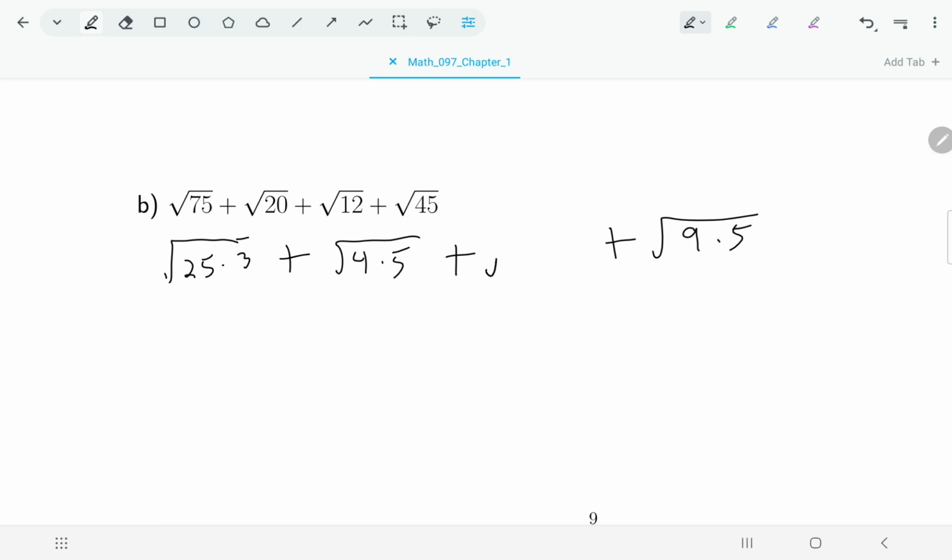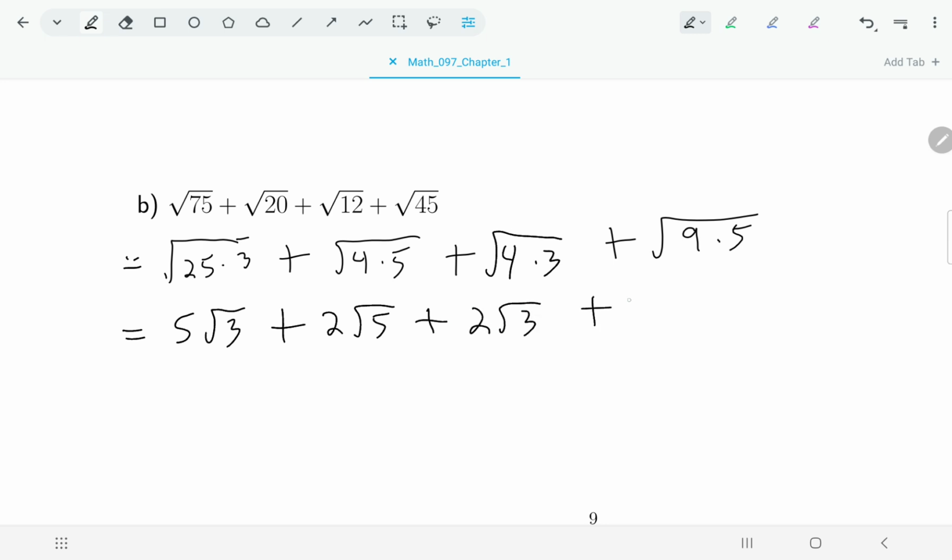So root of 12, I look for perfect squares that go into 12, and the only perfect square happens to be 4. So now I can split things up. I've got root of 25, which is 5, times root of 3. I've got root of 4, which is 2, times root of 5. I've got root of 4, which is 2, times root of 3. And I've got root of 9, which is 3, times root of 5.